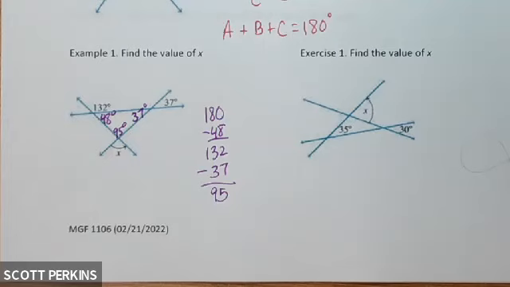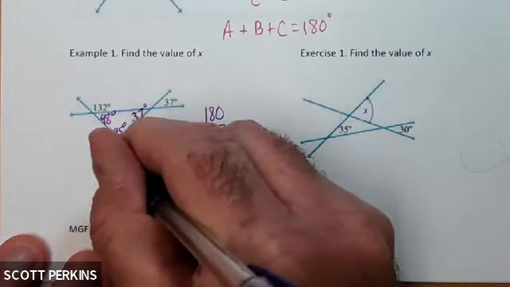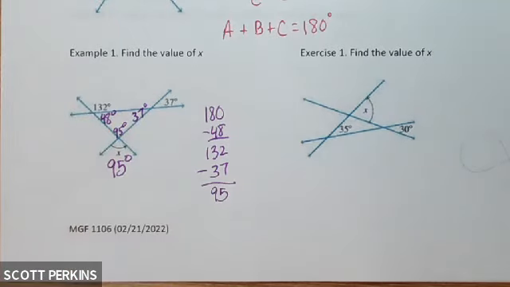Okay, so then we're almost done. Then what is X? 95, it's vertical with that angle we just found. So X is 95 degrees because it forms a vertical angle. Fantastic.